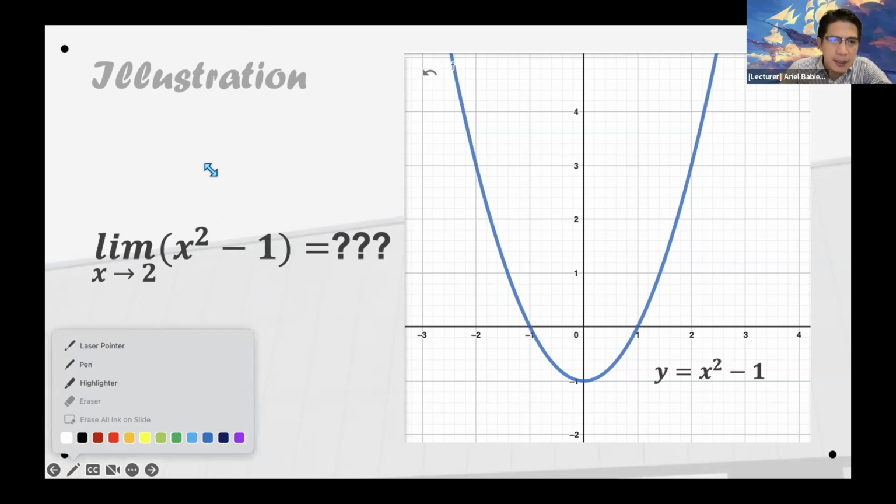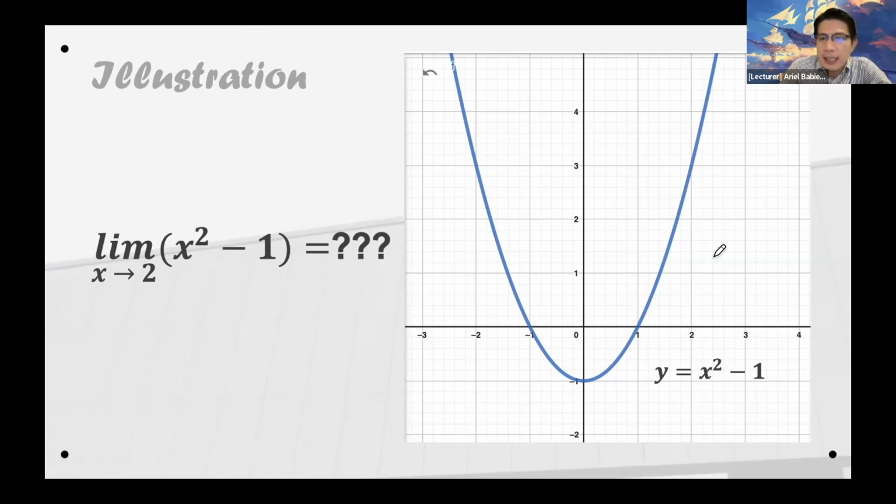I'm just fixing my screen. Okay. Yan. Ito yung x approaches 2. Ito yung kailangan natin as x approaches 2. We want to look at the behavior of the function as x approaches 2. And again, we can rely on the graph. Simply trace the graph. Yan.